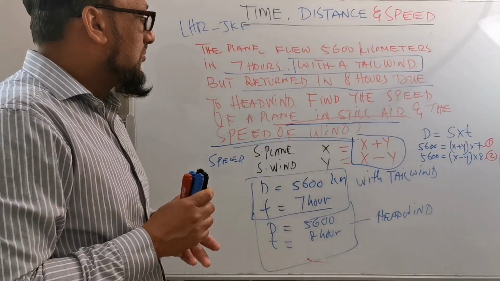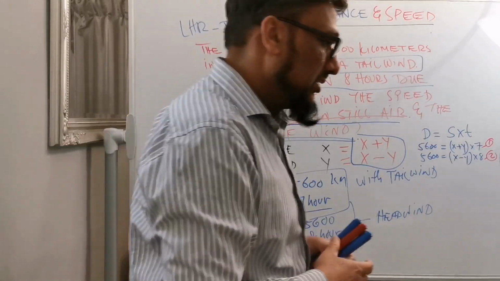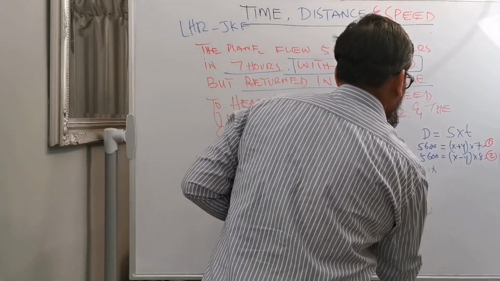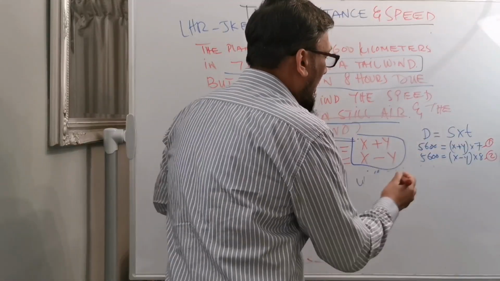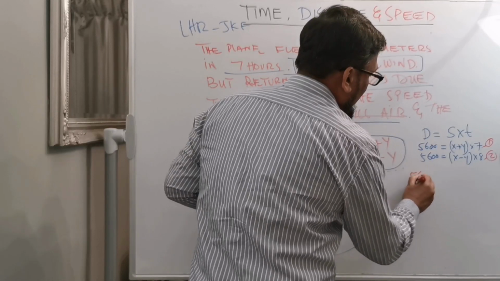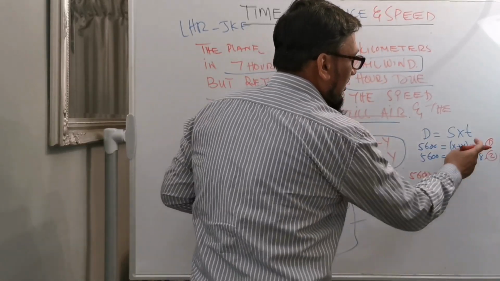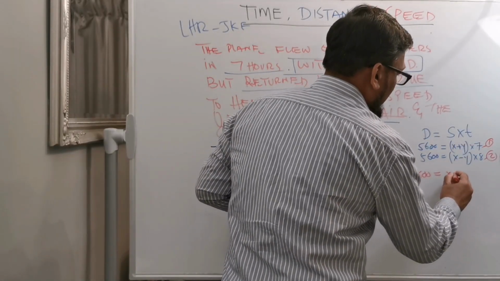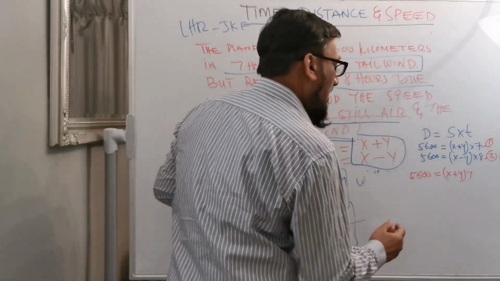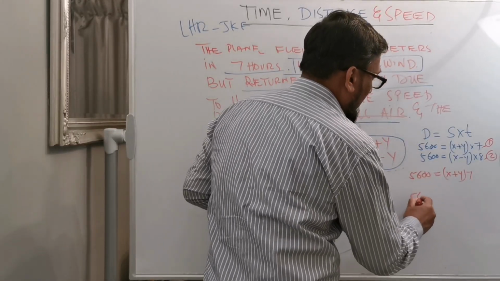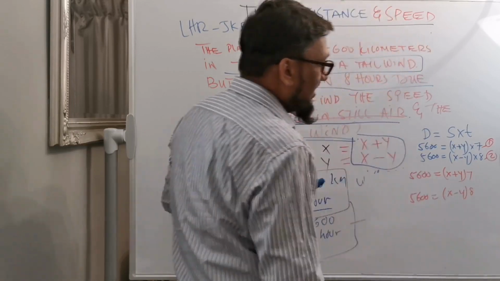We need to solve these equations by simultaneous equations. This is very easy. So how can we work it out? As you know, 5600 equals x plus y times 7, and 5600 equals x minus y times 8.